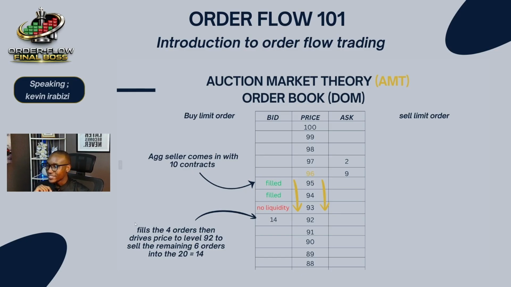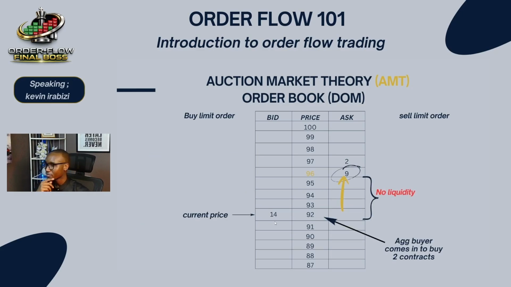So this guy fills in 4 orders that we had here, then drives price to level 92 to fill in the remaining 6 contracts from this aggressive order. So the 20 that we had here minus the 6 equals to what? To 14 contracts remaining here. Pay attention. So the current price that we have is 92. Why? Because the last transaction we had happened at price level 92. So if the last transaction we had happened at price level 92, that remains as our current price.